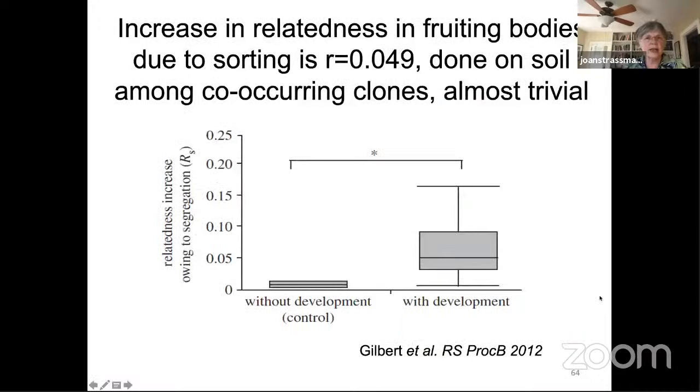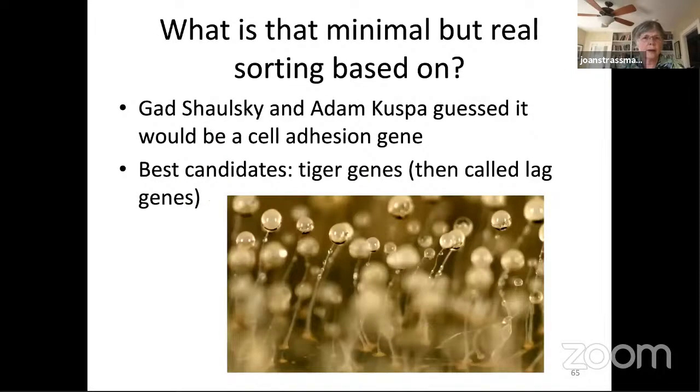And so when he did this, we're assuming here that there was no structure because he started with so many. And so he found that there was indeed a little bit of increase in relatedness within a fruiting body. But here it's about 0.05 R, 0.049. So it's a really fairly trivial level, but it's real. So then we thought, well, what might this be based on?